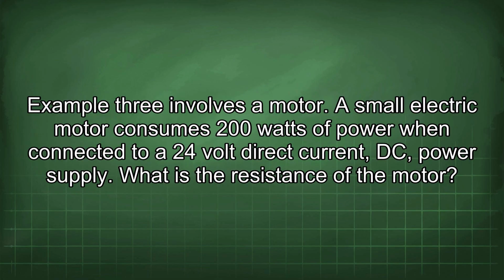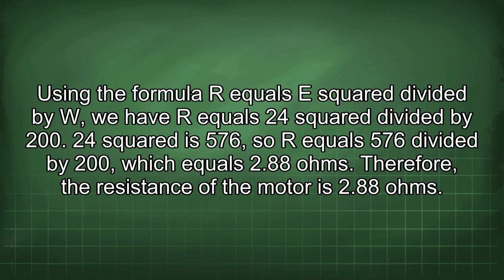Example 3 involves a motor. A small electric motor consumes 200 watts of power when connected to a 24 volt direct current, DC, power supply. What is the resistance of the motor? Using the formula R equals E squared divided by W, we have R equals 24 squared divided by 200. 24 squared is 576, so R equals 576 divided by 200, which equals 2.88 ohms. Therefore, the resistance of the motor is 2.88 ohms.